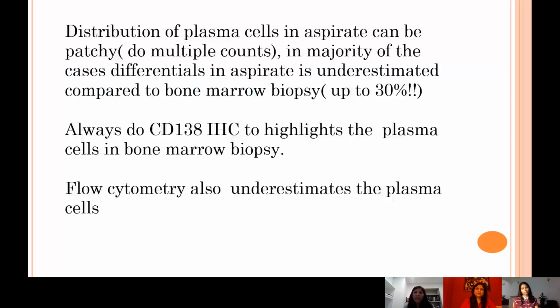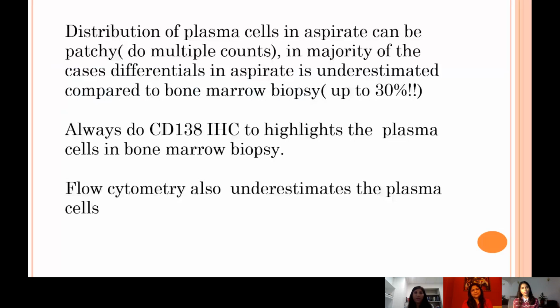One of the diagnostic pitfalls in aspirate and biopsy is counting of the plasma cells, because these cells have a patchy distribution, and that can lead to underestimation of plasma cells in the marrow by up to 30%. So always try to do multiple counts on multiple slides. And in the biopsy, always do CD138, because morphologically we cannot differentiate mature lymphocytes and plasma cells. So always do CD138 to highlight those plasma cells in the background. And flow cytometry also underestimates the plasma cells.